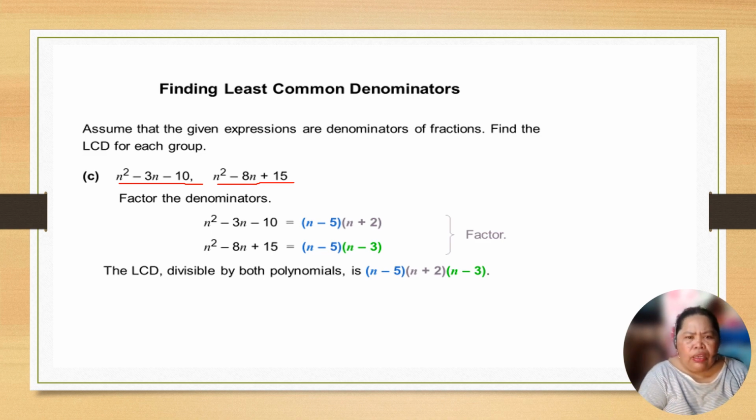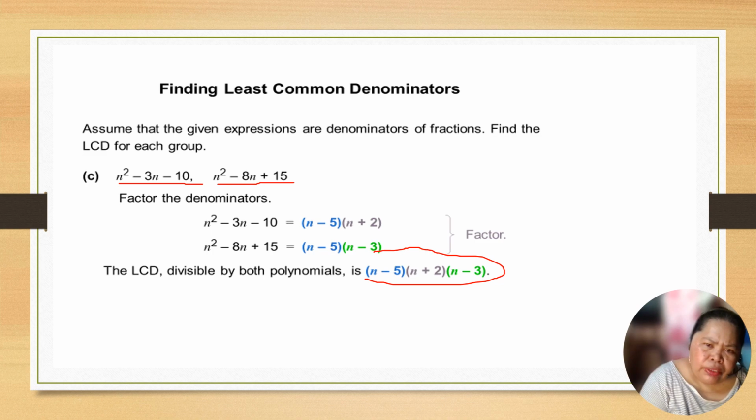For the second, we have n minus 5 and n minus 3. So we have here the common factor, which is n minus 5, and then we have n plus 2 and n minus 3. So that's why the LCD is divisible by both polynomials. All you have to do is copy this one, then divide.